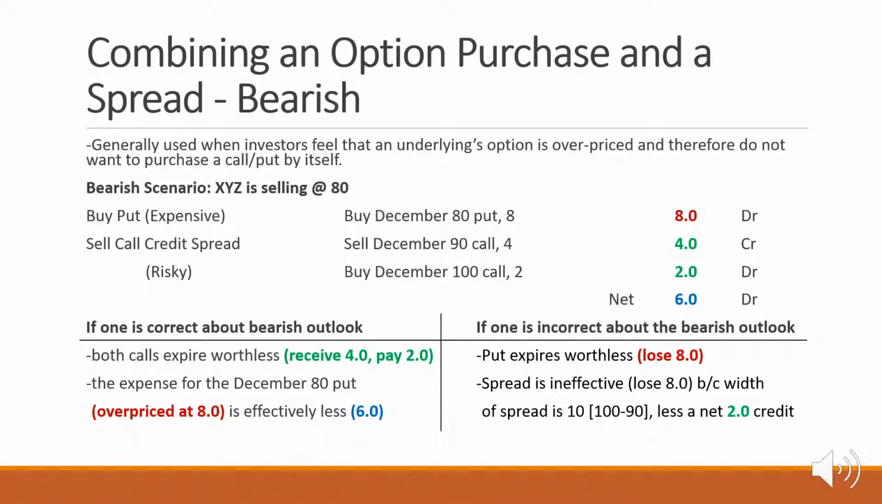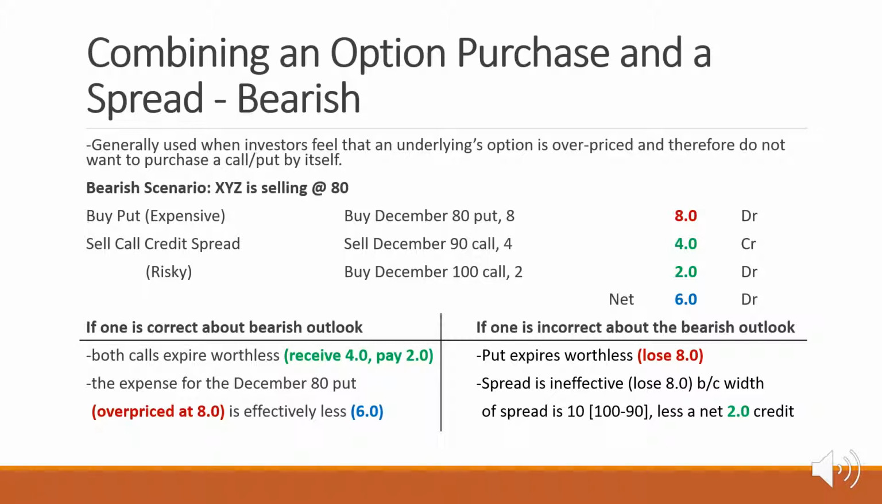The investor can sell a call credit spread by selling a December 90 call at 4 and buying a December 100 call at 2. If one is correct about his bearish outlook, both the calls would expire worthless, therefore receiving a net credit of 2, effectively making the expense for the December 80 put, which was overpriced at 8, 6.0.